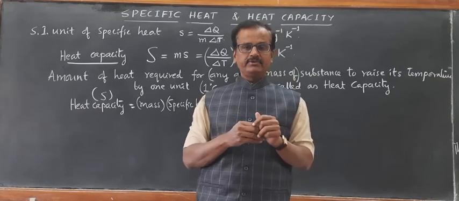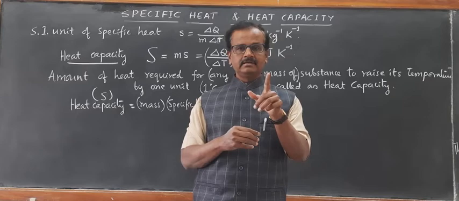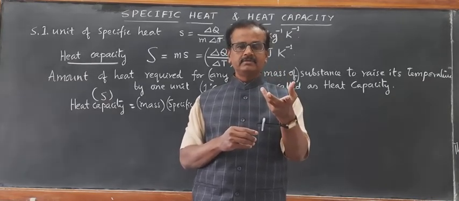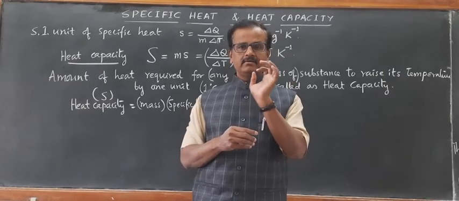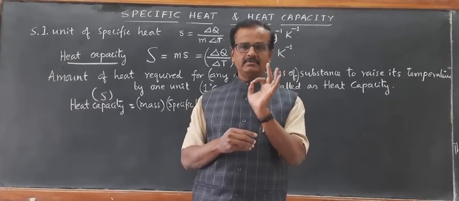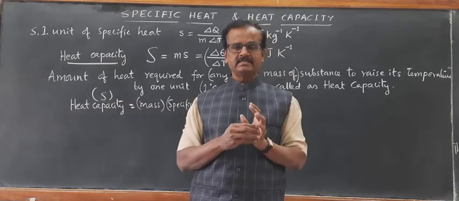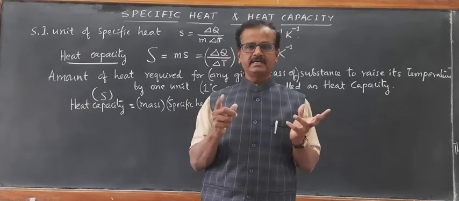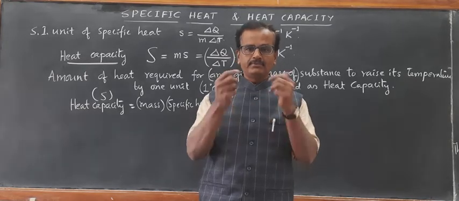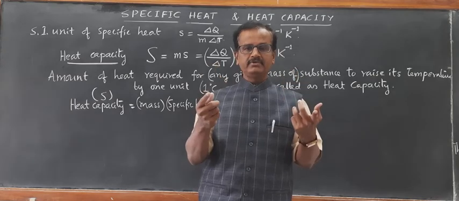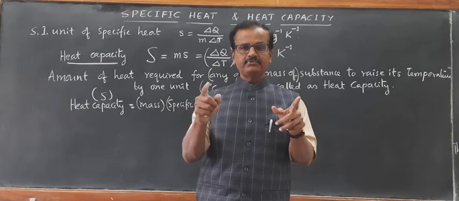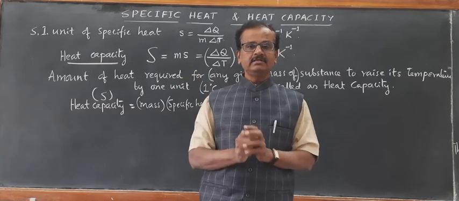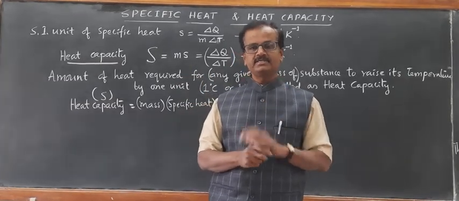So in that case also we define the amount of heat given off by 1 kg of mass of that substance by 1 degree Celsius. It is also called specific heat. So in general, we can define specific heat as the amount of heat absorbed or given off per unit mass per degree change in temperature.